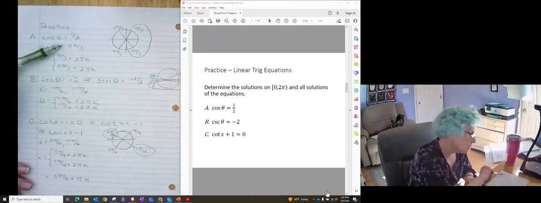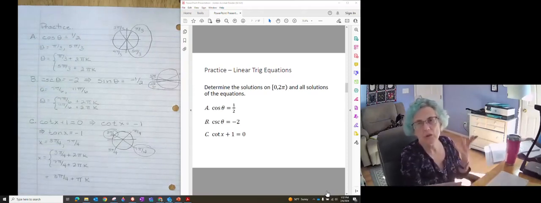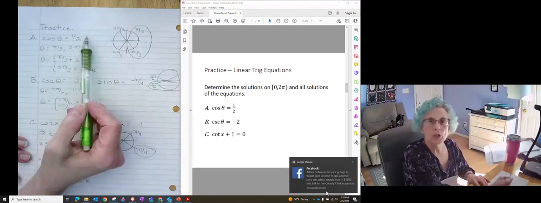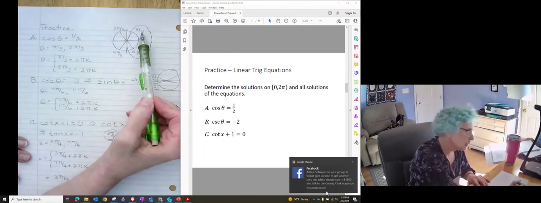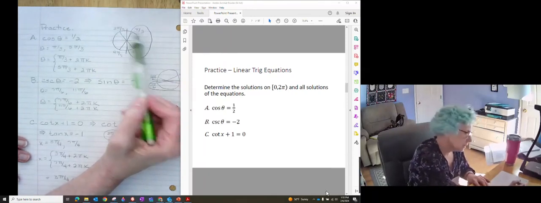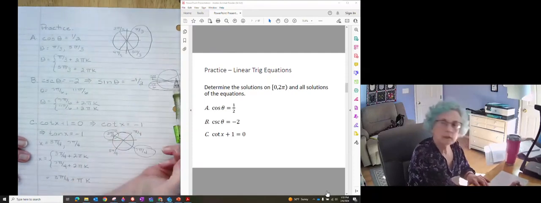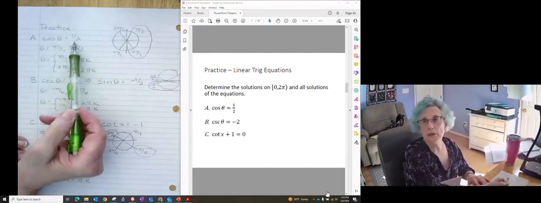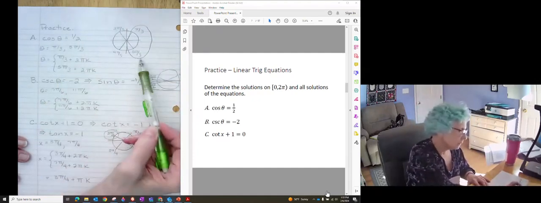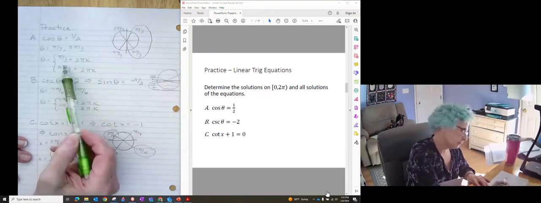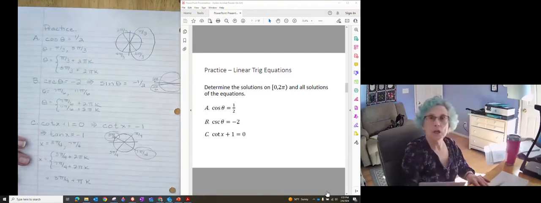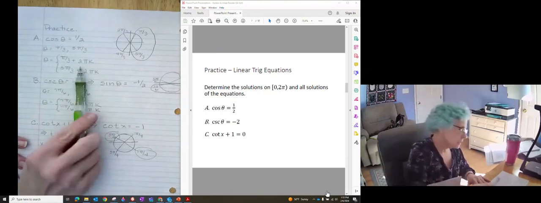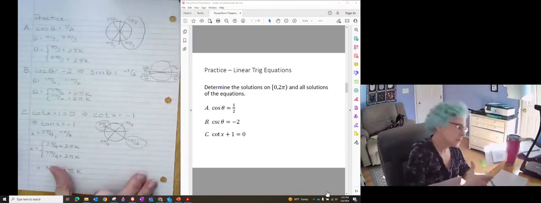Started with cosine is a half, so that one was all ready to be solved. All you had to do was look at your unit circle. Cosine is equal to a half when you have 3 in the denominator. So I put all of the 3 in the denominators, and then I circled the one where cosine is positive: pi over 3 and 5 pi over 3. And then all the solutions will be 2 pi intervals of that. So every time you loop around that unit circle again.